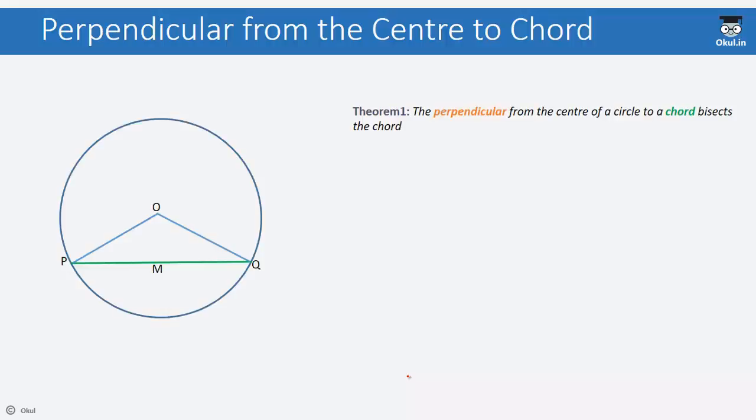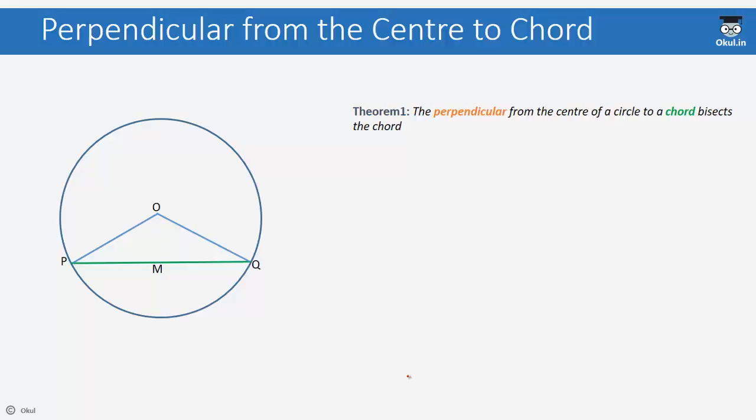In this video, we are going to learn about the relation between the chord and the perpendicular drawn from the center of the circle. So we have the figure, and theorem 1 states that the perpendicular from the center of a circle to a chord bisects the chord.